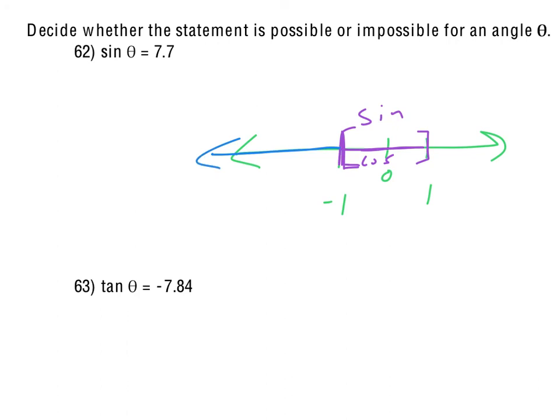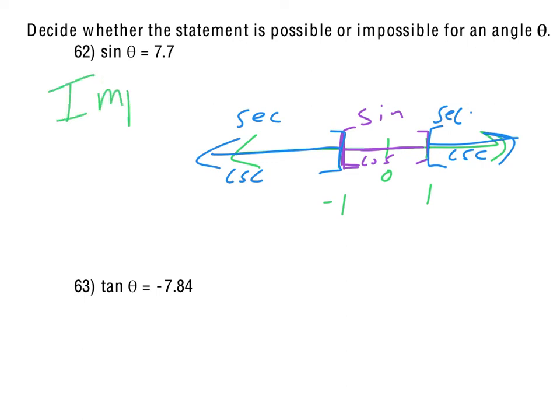Secant and cosecant go outside of -1 to 1. And there's no significance to me writing them above or below. It's just, got to go somewhere. And then tangent and cotangent can cover everything. So can the sine be 7.7? Well, no, because 7.7 is outside of -1 to 1. So this would be impossible.